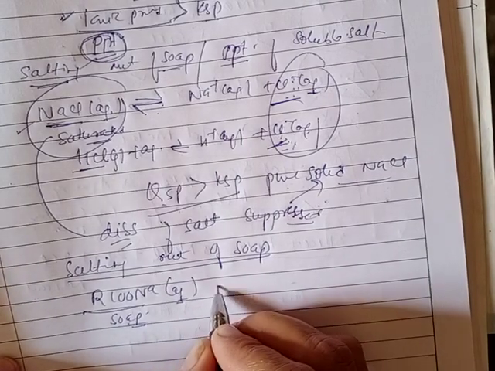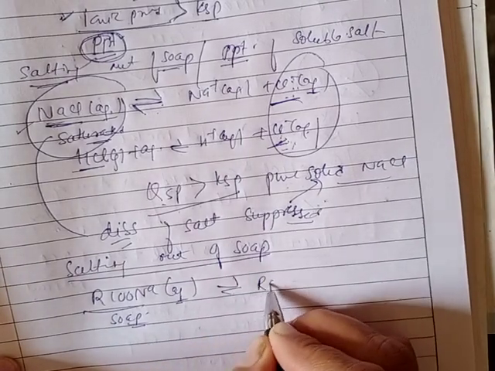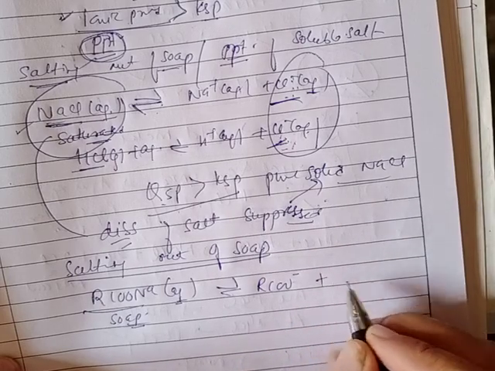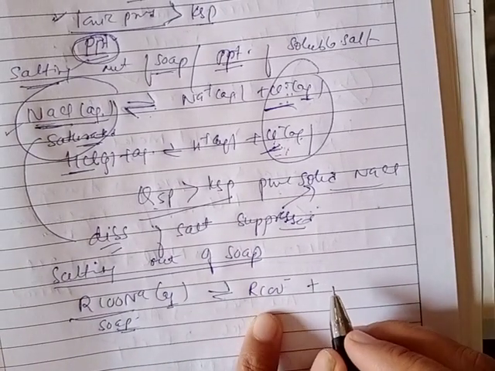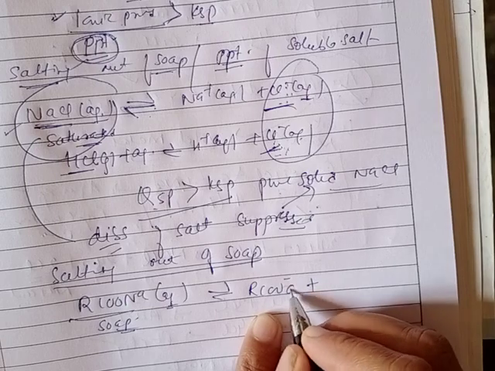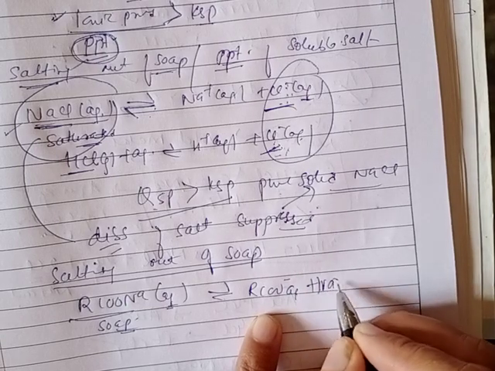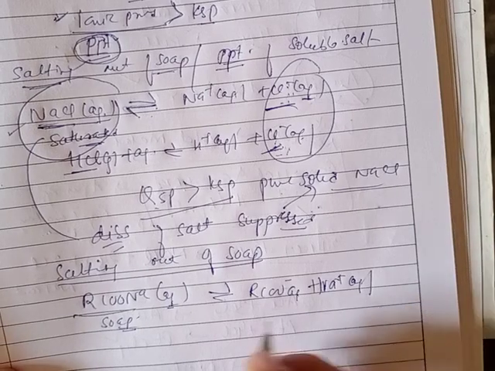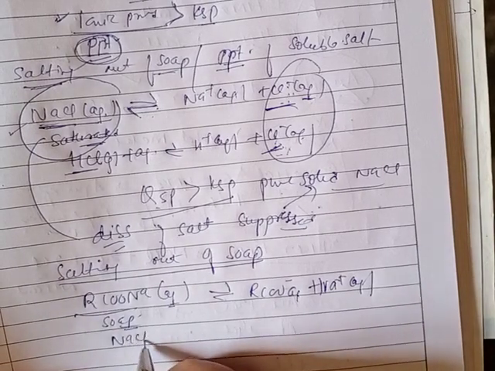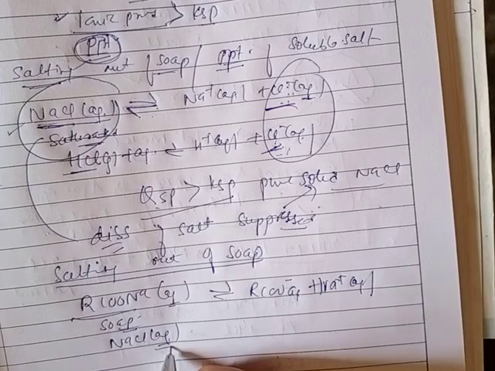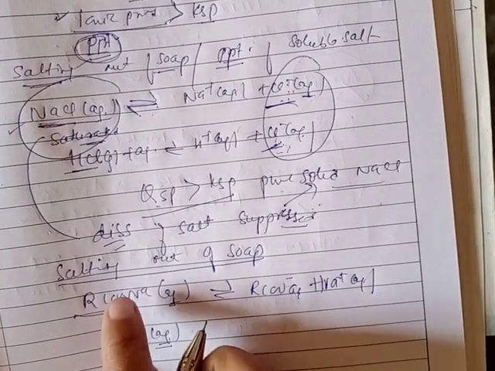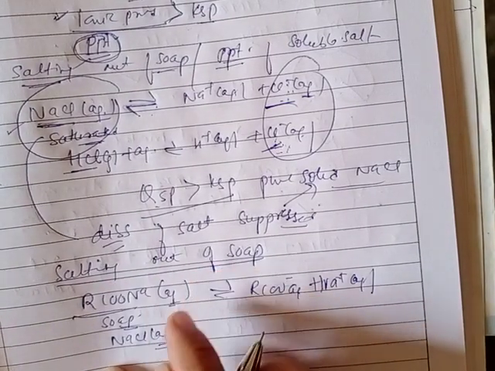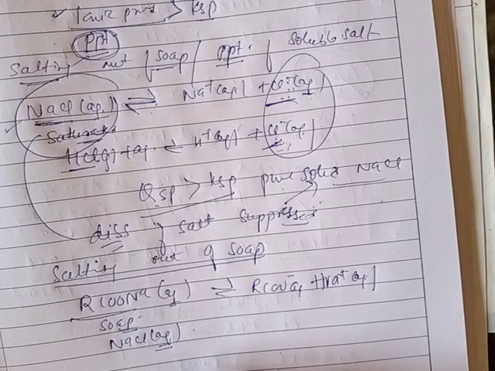Now, this will dissociate to produce respective ions of the fatty acid, the carboxylate ion (aq) plus Na+ (aq). When a suitable electrolyte such as NaCl is added to it, what is the role of NaCl? This NaCl will help us in salting out of soap. It will help us in precipitation of the soap.